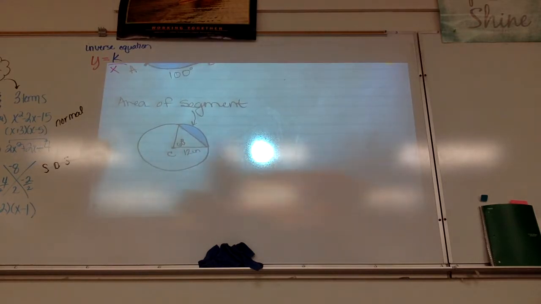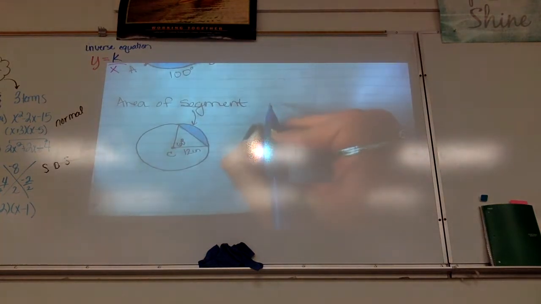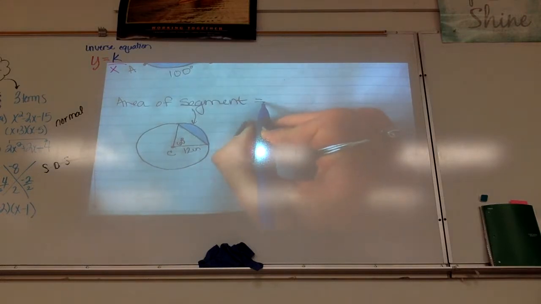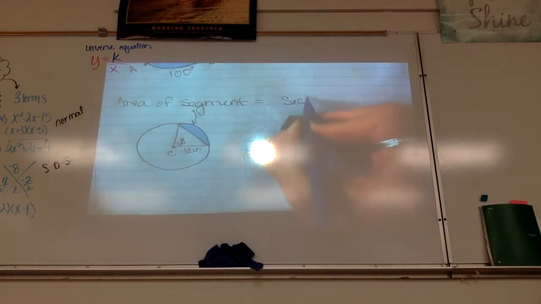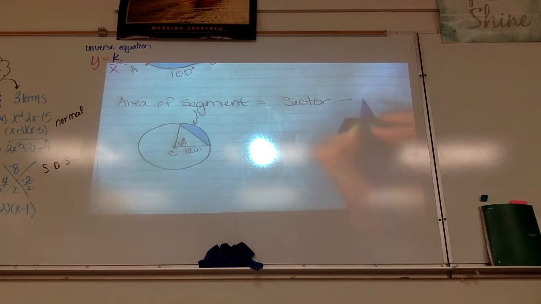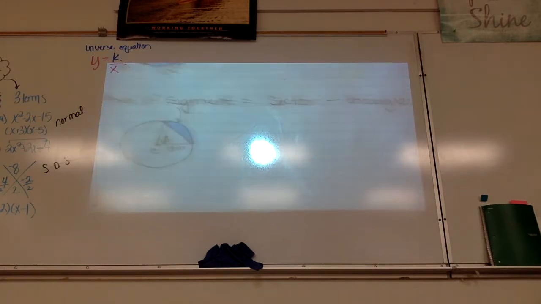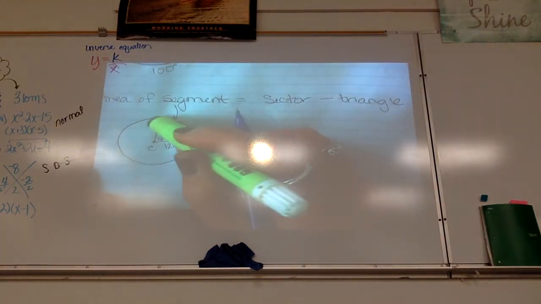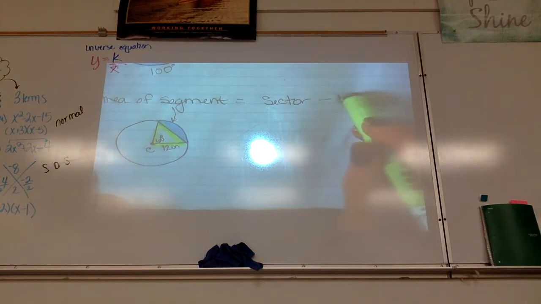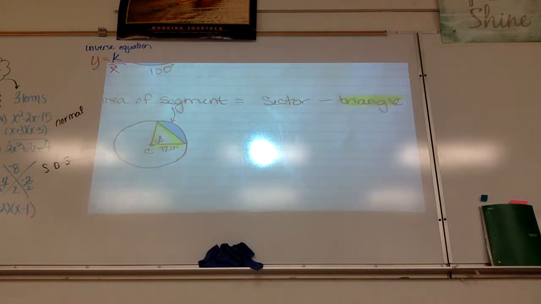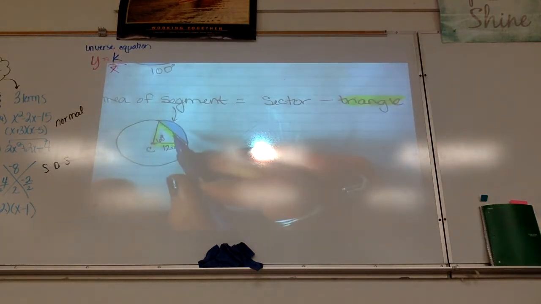So the formula is directly related to the sector formula. You're going to find the area of the whole sector and just subtract out the triangle. So the formula equals sector minus the triangle, which obviously we have formulas for, but I want you to get the big picture. The triangle I'm talking about is the one that's created by the segment.